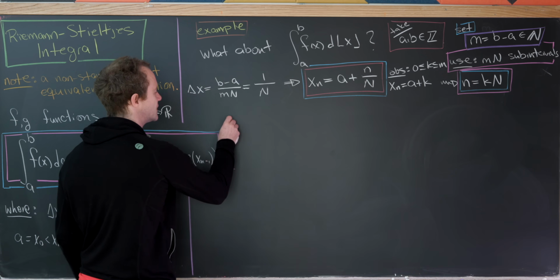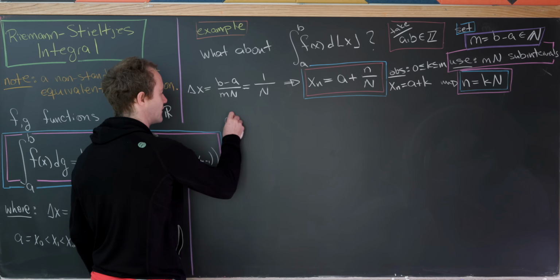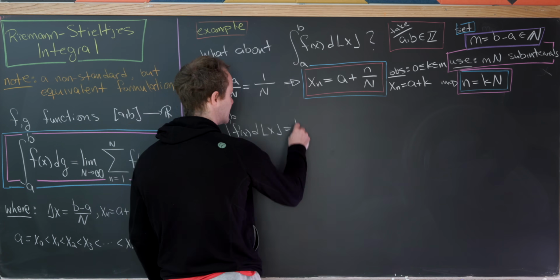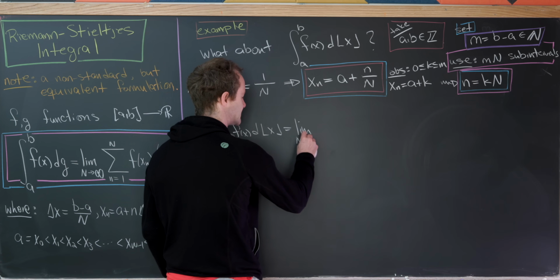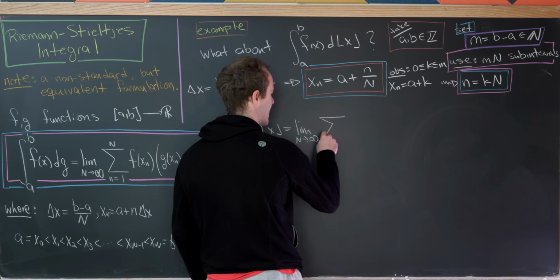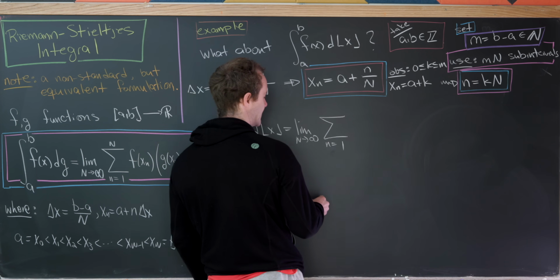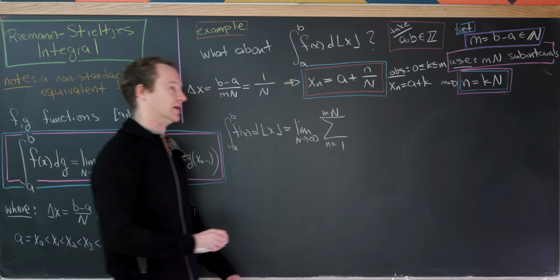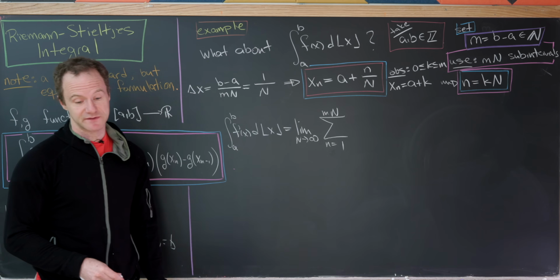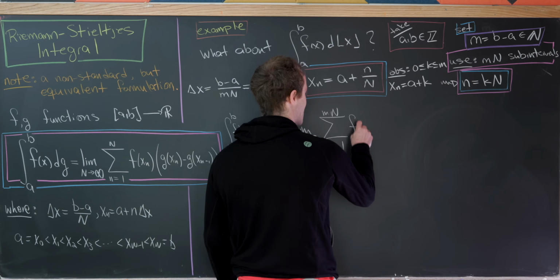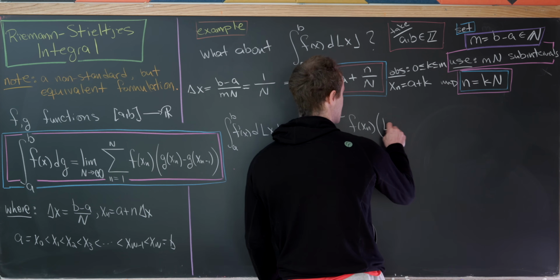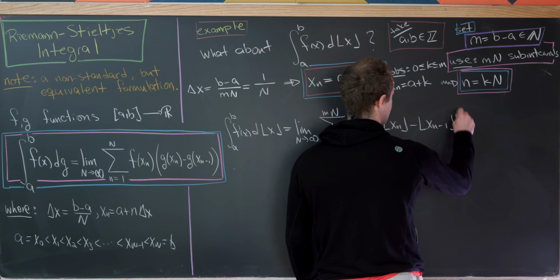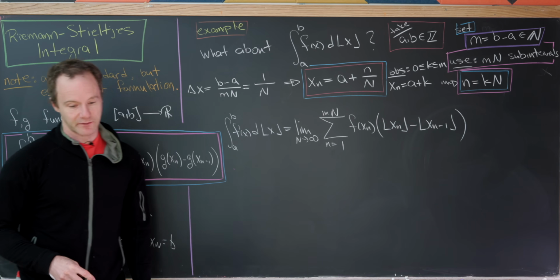Okay, so now we're ready to make our calculation. So let's bring this down. We have the integral from a to b of f of x d floor of x is equal to still the limit as capital N goes to 0, but now we'll have the sum as lowercase n goes from 1 to m times capital N. That's where we're using our number of subintervals. And then we have f of x_n, and then the floor of x_n minus the floor of x_{n-1}. So we're left with something like that.